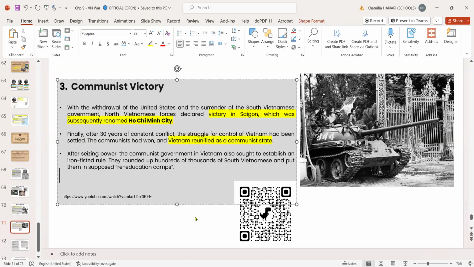At the same time, watch this video, the QR code. The communist government in Vietnam also sought to establish an iron-fisted rule. So they were not so innocent as well. We've established that both sides were equally hardline. They set up a lot of camps for the South Vietnamese to be re-educated.